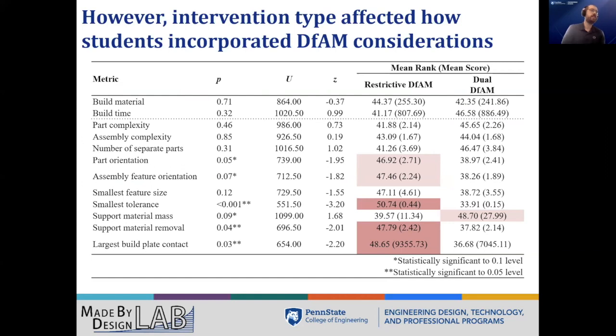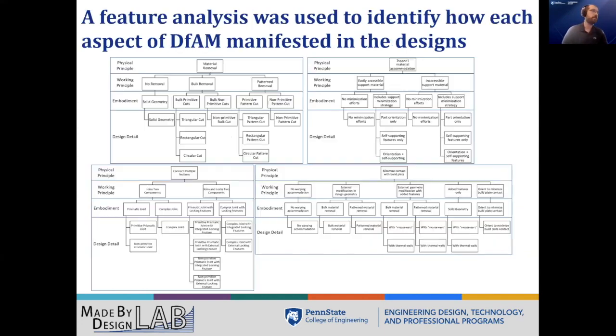When we look at this statistically, we ended up finding that there was a significant difference in how the different groups leveraged design for additive manufacturing. For example, the restrictive group gave much more generous tolerances to the designs, since that was something specifically covered by restrictive DFAM. So they had a lot more success with the assembly. Same thing with support material. We saw that the restrictive group did a much better job of handling support material. The only aspect where the dual group did better was on the largest build plate contact, because a lot of them tended to remove chunks of material, which resulted in lesser contact with the build platform.